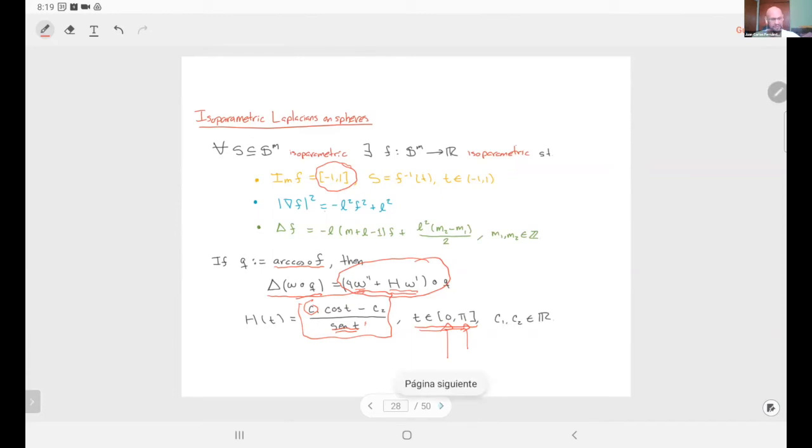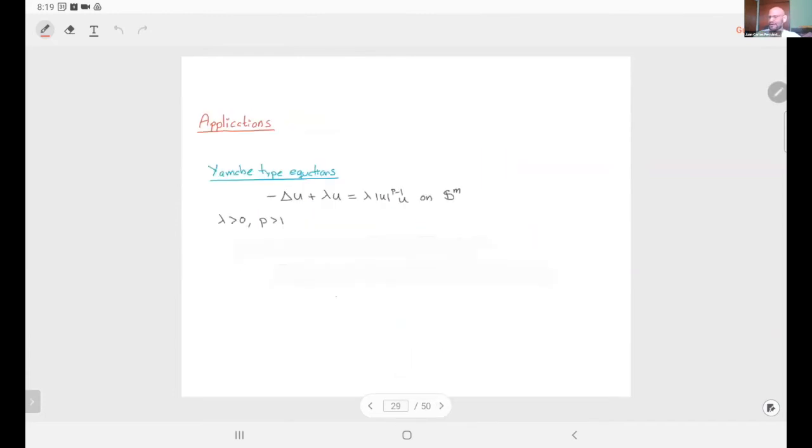So now I'm going to give the application. The first application that we obtained is that if we consider some kind of Yamabe problems, these are a Laplacian plus something that is now constant, and we have a power nonlinearity given by p greater than 1. So we are looking for solutions to this problem on the sphere.